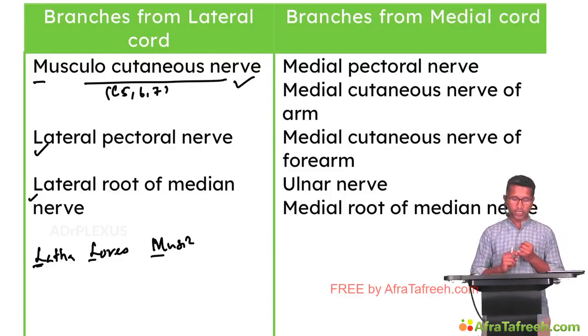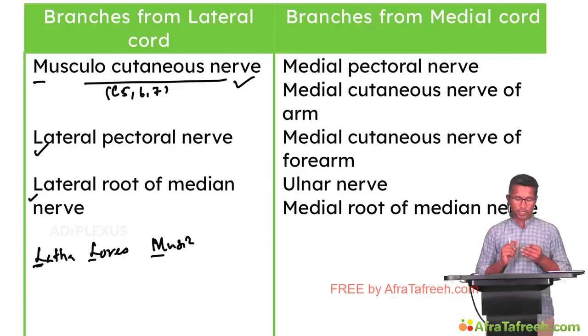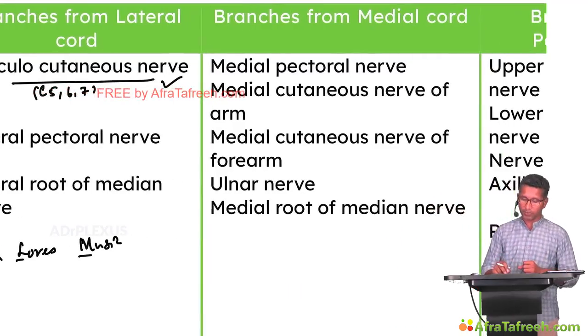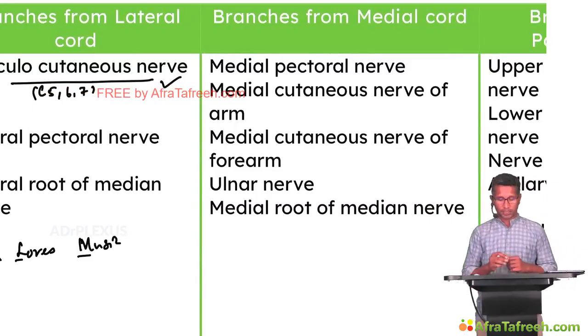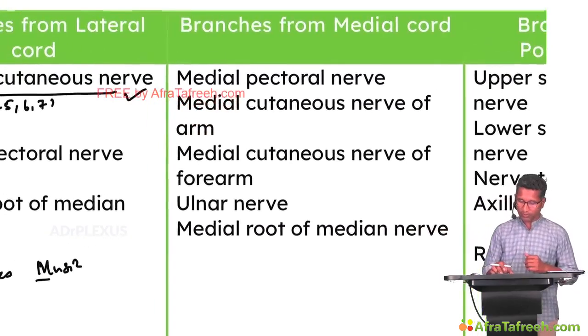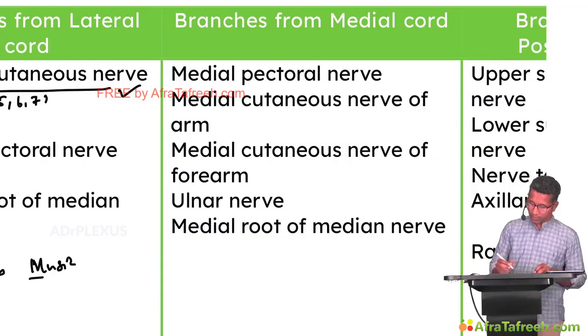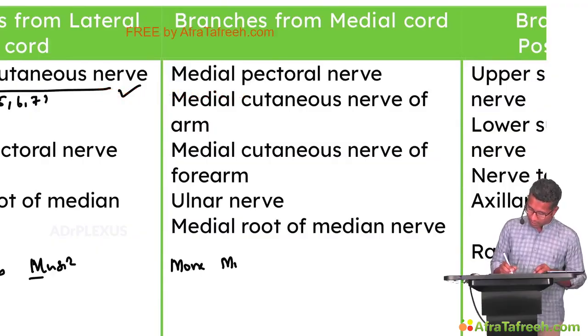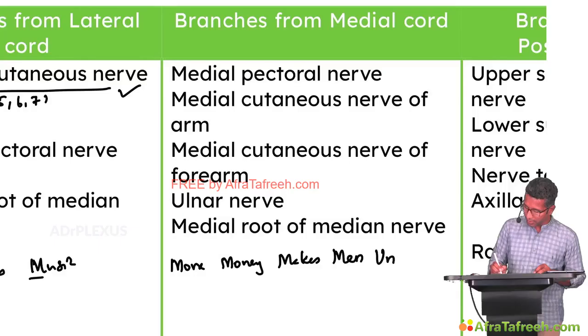Okay, one is musculocutaneous nerve, lateral pectoral nerve, and next one is lateral root of median nerve. Now coming to the next branches, the branches from the medial cord of brachial plexus. So you have got a lot of nerves in this. A very easy way to remember is, you can keep this mnemonic: more money makes men unhappy. More money makes men unhappy.